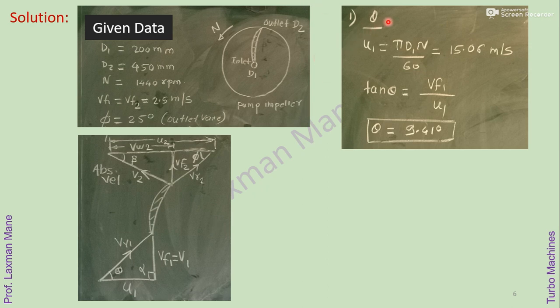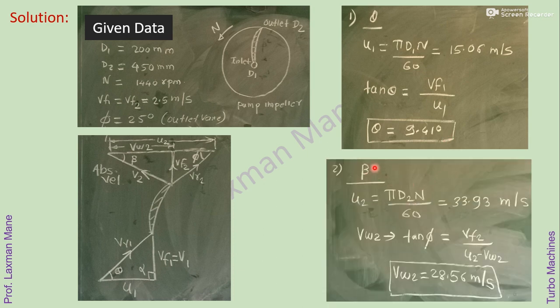So first of all, to find theta, we have to find the value of u1, blade velocity at inlet. So use the formula pi D1 N by 60. Here put the value of diameter in meter and the speed given. So we get the u1 value. After that, using the velocity triangle at inlet, tan theta is equal to Vf1 upon u1. So putting the values of Vf1 and u1, find the value of theta.